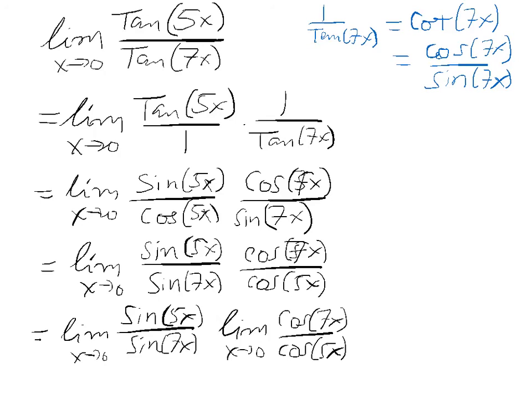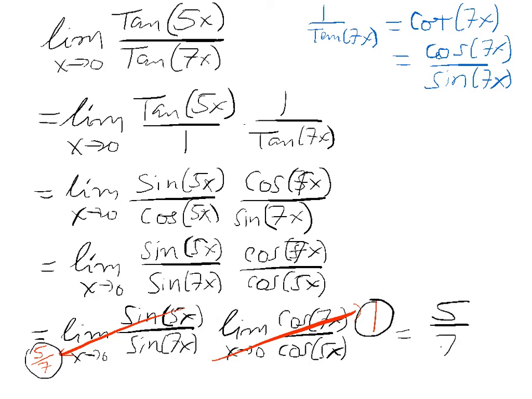And from the previous slide we know that this limit here goes to 5/7, and this limit is continuous. Cosine of 0 is 1, and the cosine is in the numerator here, that is 1, and the cosine of 0 is 1 in the denominator. So this limit goes to 1, and that leaves us with 5/7 times 1, and so this limit is 5/7. All right, good luck.